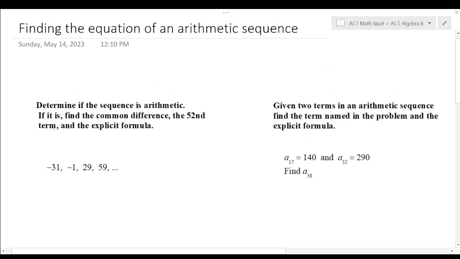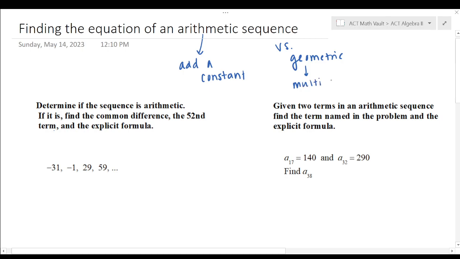So let's talk about the difference between arithmetic and geometric. Geometric has a separate video if you want to watch it. Arithmetic means that you would add the same, a constant number, from one to the next, versus geometric, which is multiplying by a constant number.